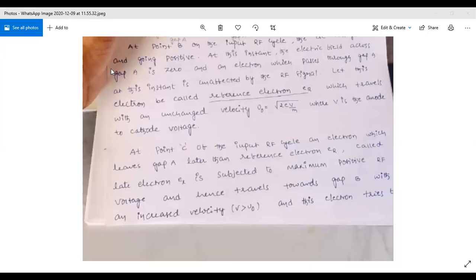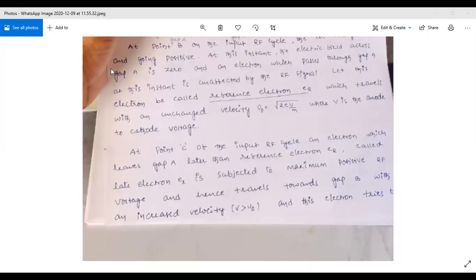So look at this position of gap A, and this is the position of gap B. Actually, some mistake is there, position of gap B here. So this is the time taken by the electron to travel through the drift space. When you look at the diagram, this is the drift space. More time is required for the early electron, and this is the reference time, and less time is required for the late electron. The reason is that the late electron is traveling with more velocity, and the early electron is traveling with less velocity. So this is the Applegate diagram of a Klystron amplifier.